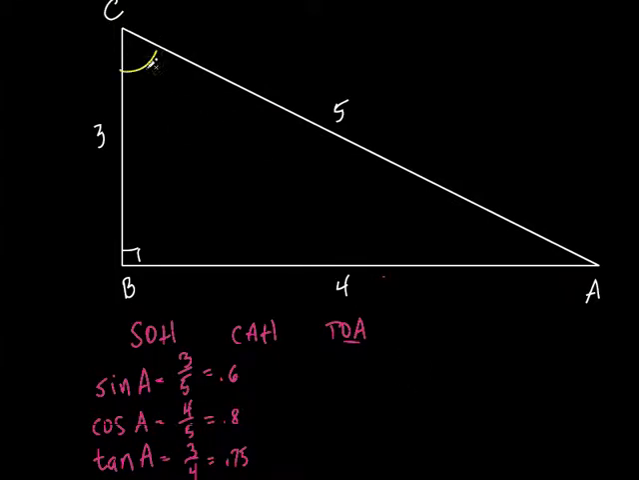Not at angle A, but now let's look at angle C. What do you think they're going to ask you about angle C? Yeah, the same thing. Sine, cosine, and tangent of angle C. So let's do that. So let's find the sine of angle C. Let's find the cosine of angle C. And let's find the tangent of angle C.